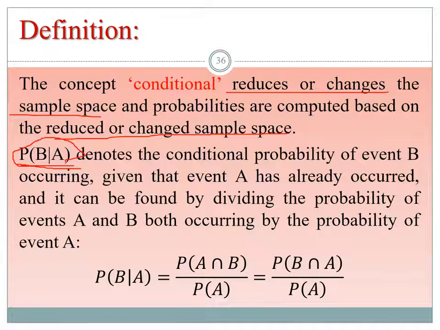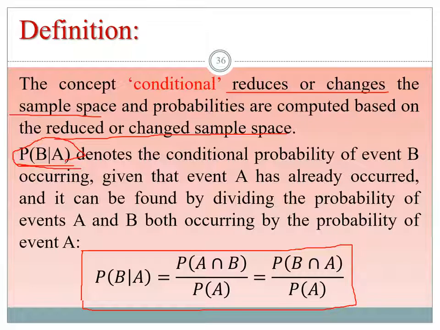It can be found by dividing the probability of events A and B both occurring by the probability of event A. So this is the formula. We can use it for conditional probability calculations. The probability of B given A should be equal to the probability of A intersection B divided by the probability of A. In this fraction, the denominator should be the given condition probability. Also, A intersection B is equal to B intersection A.